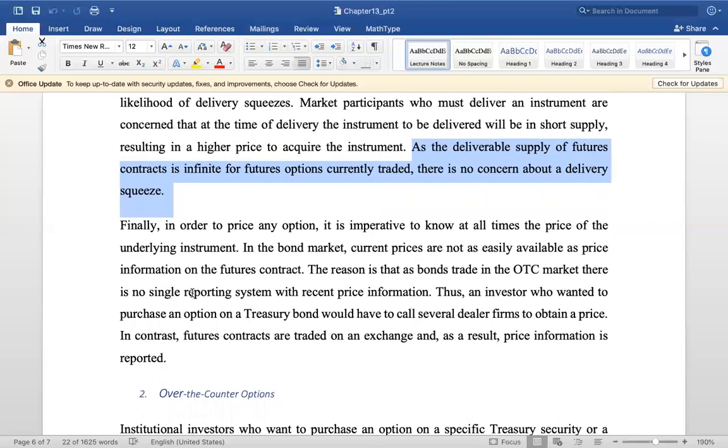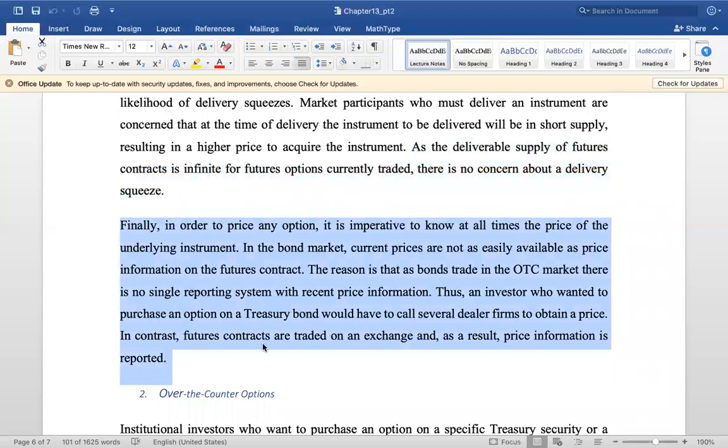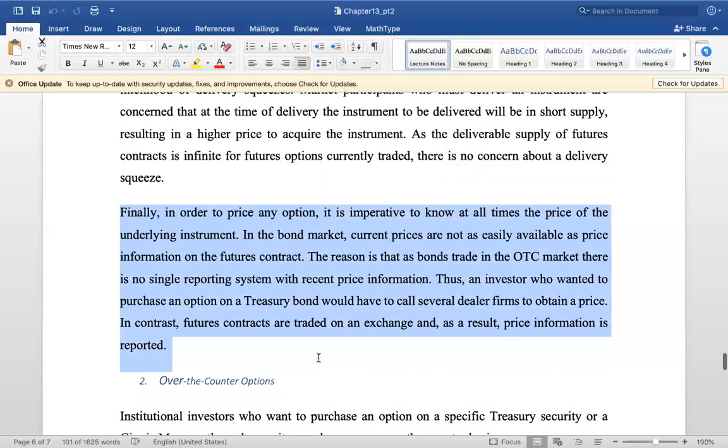As the deliverable supply of the future contract is infinite for future options currently traded, there is no concern about the delivery squeeze. Finally, in order to price any option, it is imperative to know at all times the price of the underlying instrument. In the bond market, current prices are not as easily available as price information on the future contract. The reason is that the bond trade is over the counter while the futures are traded on the exchange. Thus, an investor who wanted to purchase an option on a treasury bond would have to call several dealers. In contrast, future contract information is available at the exchanges.